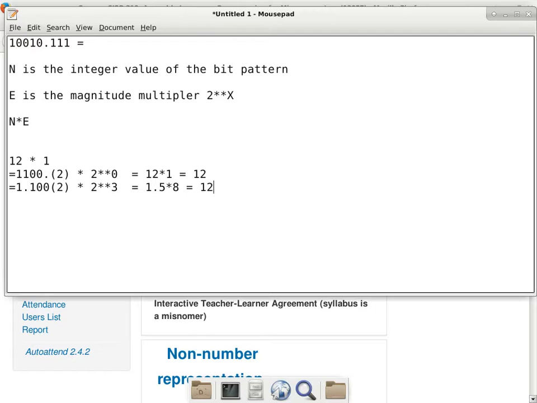Him first, and then you go ahead. So where did 1.5 come from again? It's 1.1 in base 2. Ah, okay. Yep, go ahead.